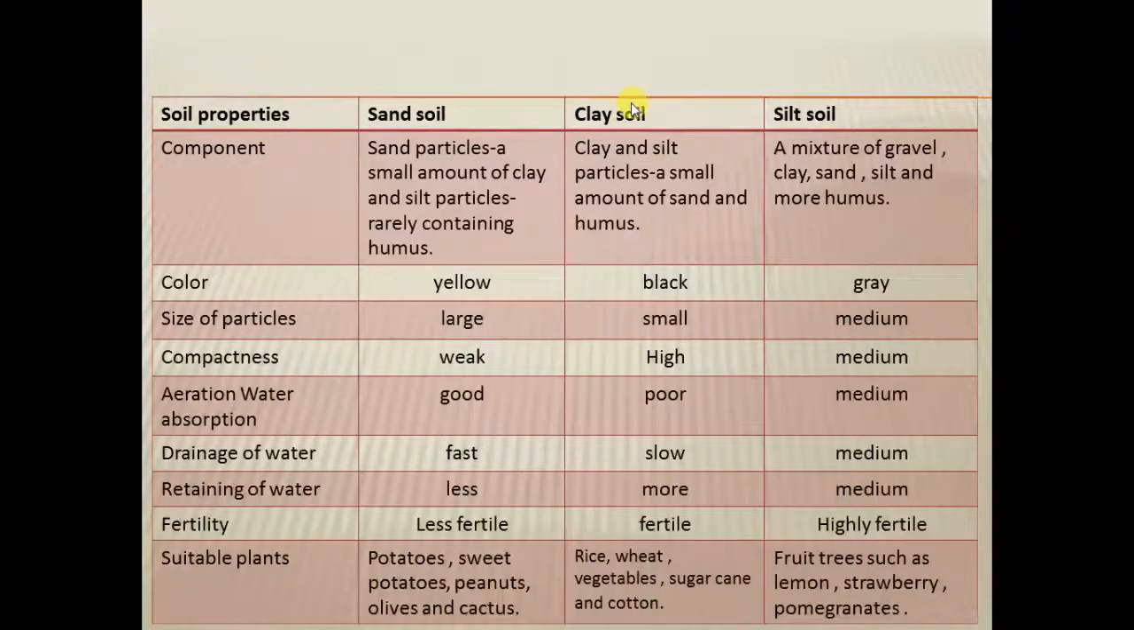The clay soil, according to fertility, will be fertile. Why? Because it has a small amount of humus. Silt soil, finally, is the highly fertile, or it is the best one for cultivation. But why is it the best one? Who can tell me? Yeah, right. It contains more humus. So we can conclude from that the amount of the humus affects the ability of the soil for cultivation.